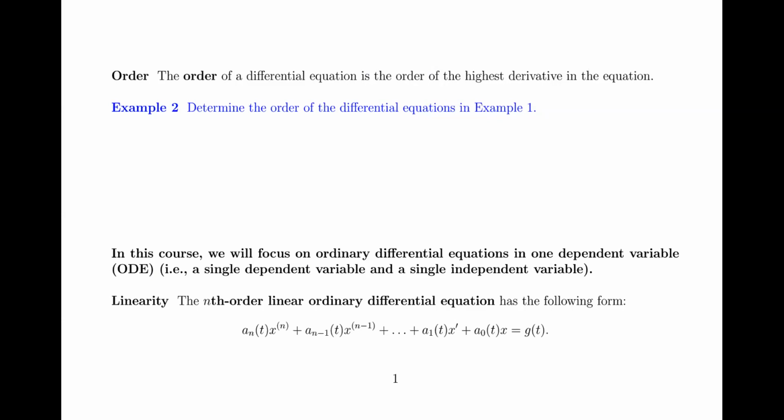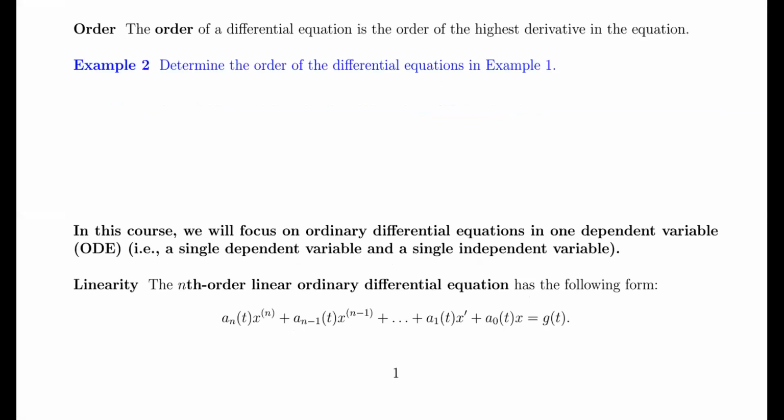Sorry, I'm getting used to doing this on the tablet. So we have linearity here. The nth order linear ordinary differential equation has the following form, and that's this particular equation here. Notice that on one side, we're going to write out some function of the independent variable t. And then on the left side, we have a linear expression in terms of our independent variable t and this dependent variable x.